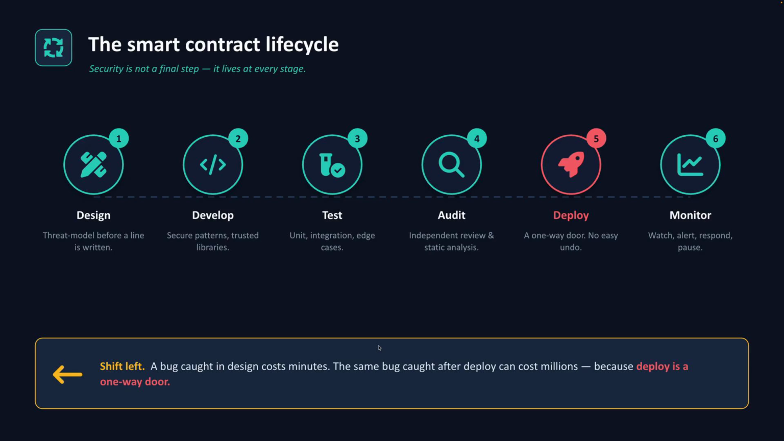After the design phase, we move to the actual development phase. In the development phase, we write our contract code using secure patterns. For example, if you want no reentrancy bugs in your smart contract, it is recommended to follow the checks-effects-interactions pattern. Also, it is recommended to not reinvent the wheel, but to use trusted libraries wherever possible. One example of such is OpenZeppelin.